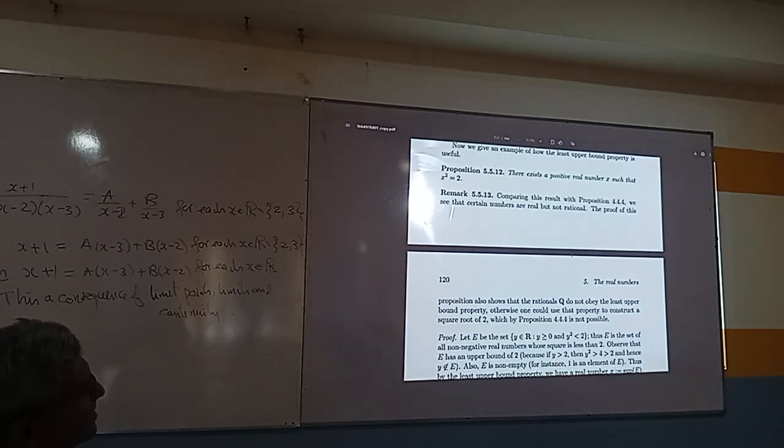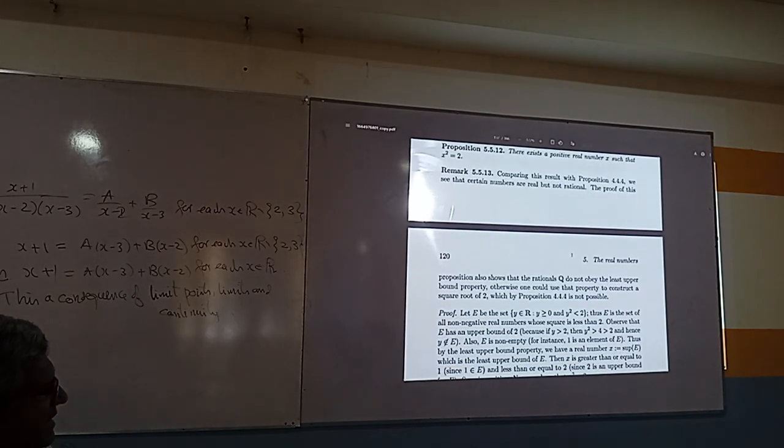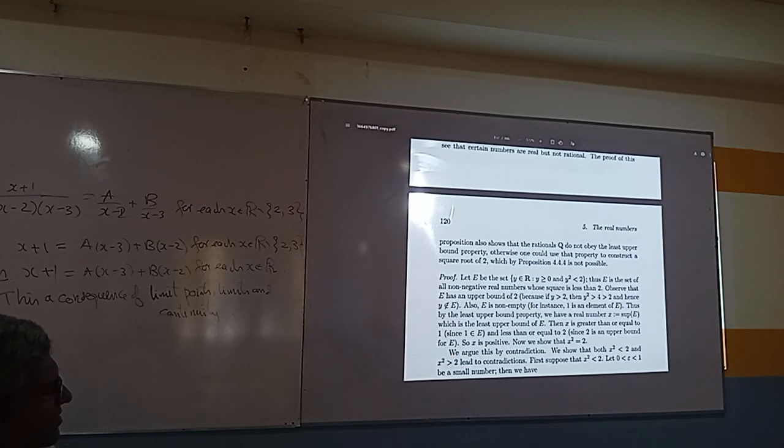Comparing this result with Proposition 4.4.4, we see that certain numbers are real but not rational. So the proof of this proposition also shows that the rationals Q do not obey the least upper bound property. Otherwise, one could use that property to construct a square root of 2, which by Proposition 4.4.4 is not possible. We have proved that there is no rational number x such that x squared equals 2.